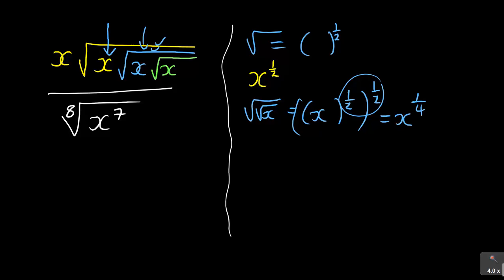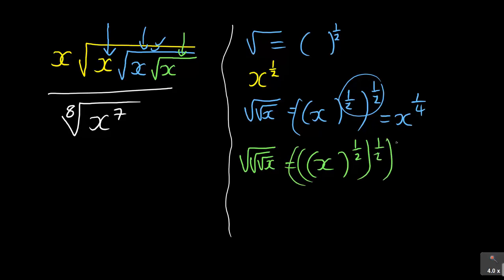Now the last one has 3 roots: 1, 2, 3, with x in it. So you will have the first one, x, with a half, the other one with a half, and the other one with a half. So when you multiply 1 over 2 times 1 over 2, it's 1 over 4, times 1 over 2, it will be 1 over 8. So it's x to the power 1 over 8.